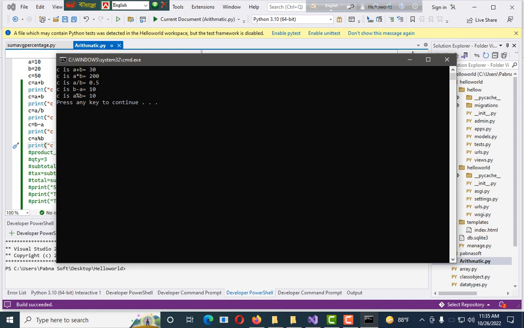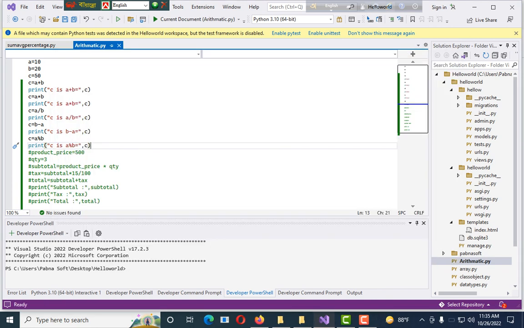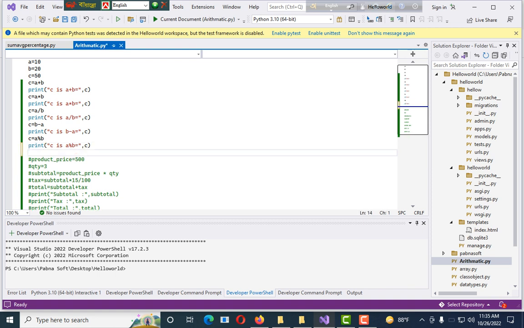b, 10, okay. So I have shown arithmetic operation: plus, multiply, division, divide, subtraction, and modulus, remainder, that is called remainder.